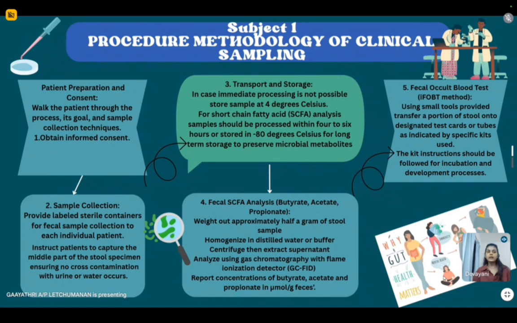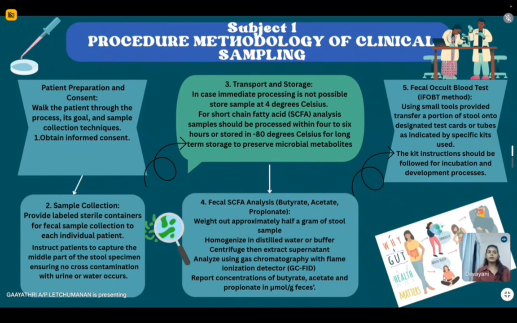Fourthly, fecal SCFA analysis: butyrate, acetate, propionate. Weigh out approximately half a gram of stool sample, homogenize in distilled water or buffer, centrifuge, then extract the supernatant, analyzed using gas chromatography with flame ionization detection. Report the concentration of butyrate, acetate, and propionate in micromole per gram feces.